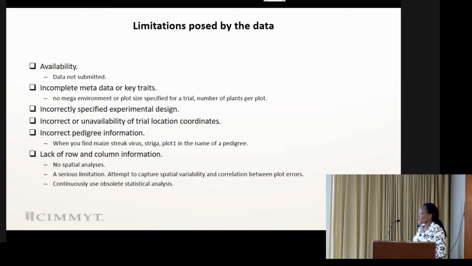Now, some of the limitations that are posed by the data. Availability, as I said, incomplete metadata or key traits. So you really don't know what to do when a plot size, for example, has not been specified, but you would like to have that as a covariate in an analysis. For these incomplete block design trials, we have plot sizes ranging from 2 square meters to 12 square meters. So if you really don't have that key information, then it can be difficult during the analysis stage.